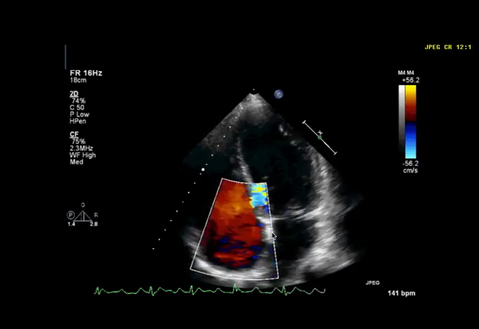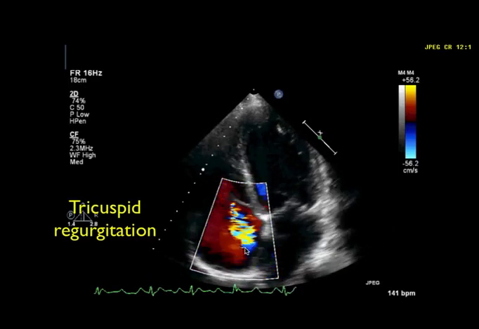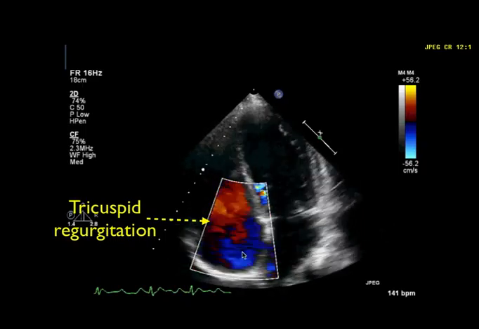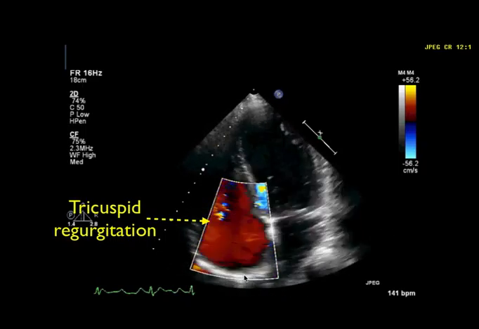Unfortunately, for the same patient, they also have tricuspid regurgitation. We see this blue away jet happening a lot during systole down here as well.